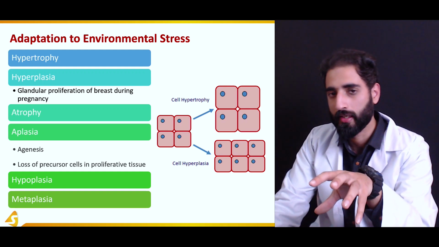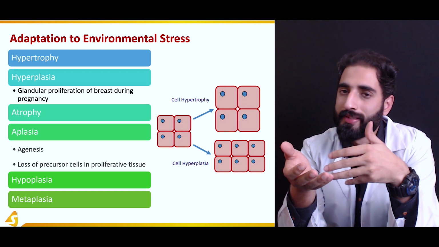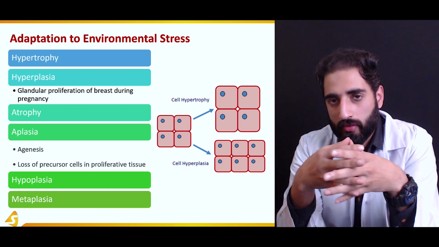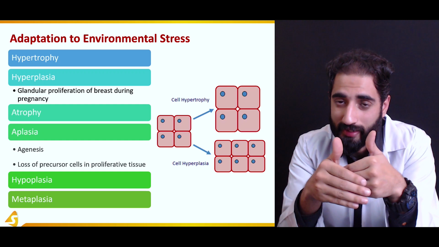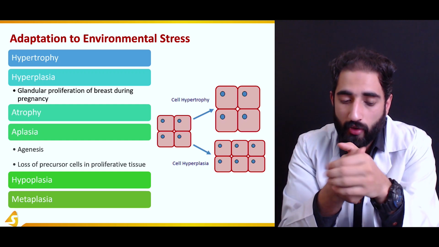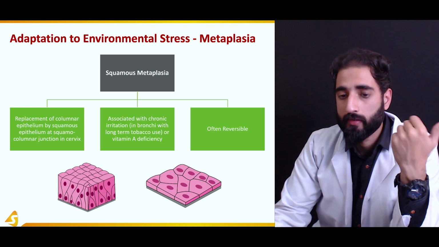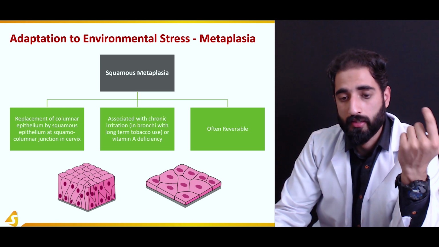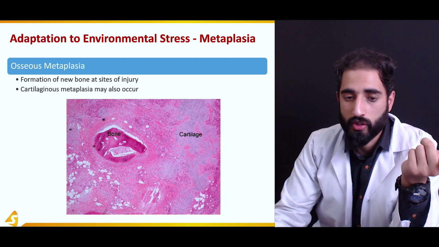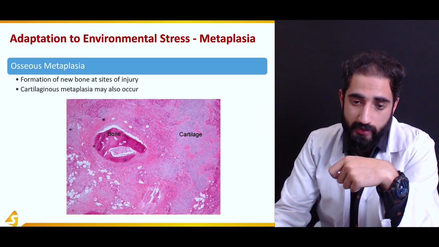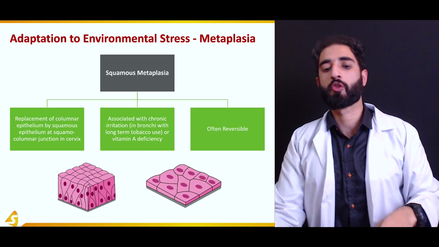And then there is metaplasia. In metaplasia, the number of cells does not essentially increase, the size of cells does not essentially increase, but the type of cells changes in response to a stimulus. So that is metaplasia. There are three different types of metaplasia: squamous metaplasia, osseous metaplasia, and myeloid metaplasia. Let's start off with squamous metaplasia.